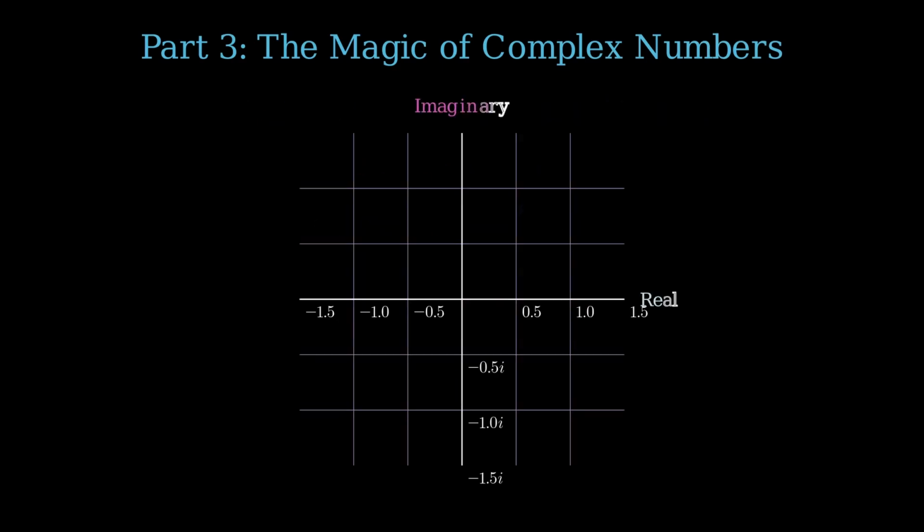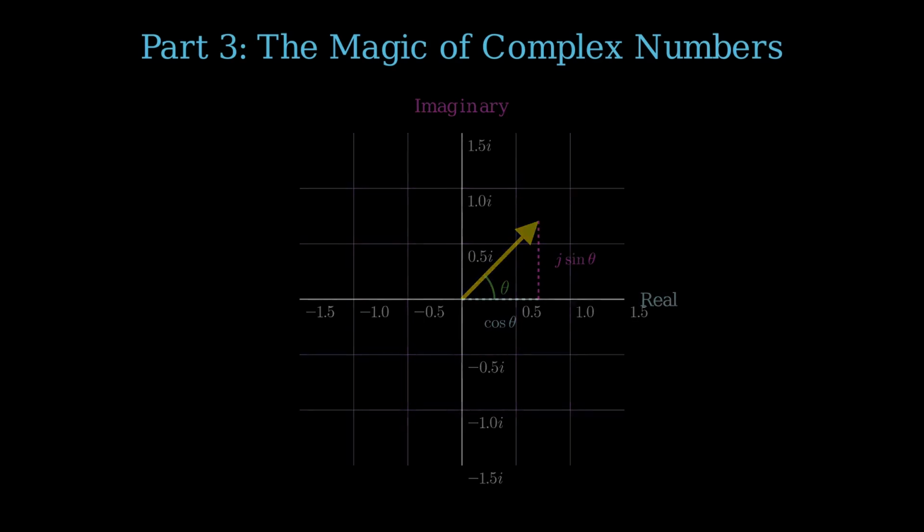Euler's formula gives us a powerful way to visualize waves. We can represent a wave as a rotating vector in the complex plane. The projection of this vector onto the real axis gives us our cosine wave, and the projection onto the imaginary axis gives us our sine wave.